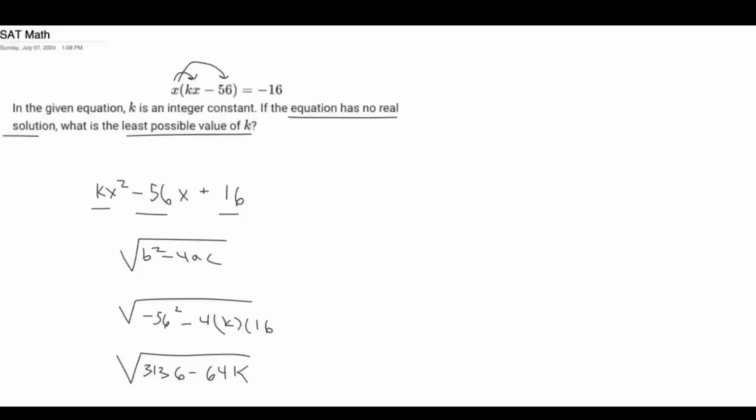As we said before, we want this discriminant to be negative, but it also has to be the least possible value of k, and it's an integer value, so we don't want any decimals, right? So first off, let's just find the value of k that makes this 0. Well, k would have to multiply by 64 to give us 3,136, right? So in this case, k would be equivalent to a value of 49, right? So if k is equivalent to 49, we would have 3,136 minus 3,136, and then we would only have one real solution. But in our case, we want no real solutions.